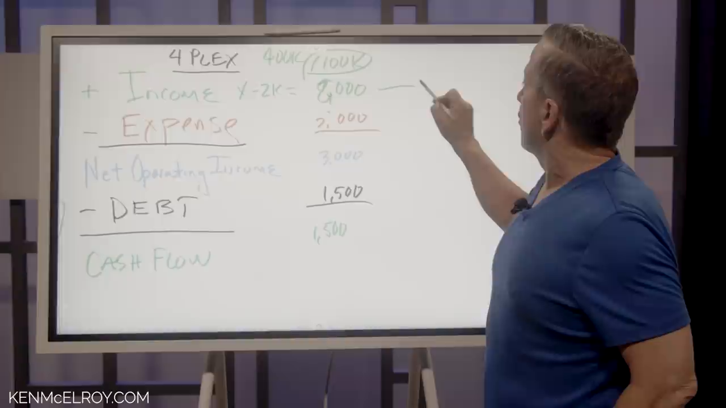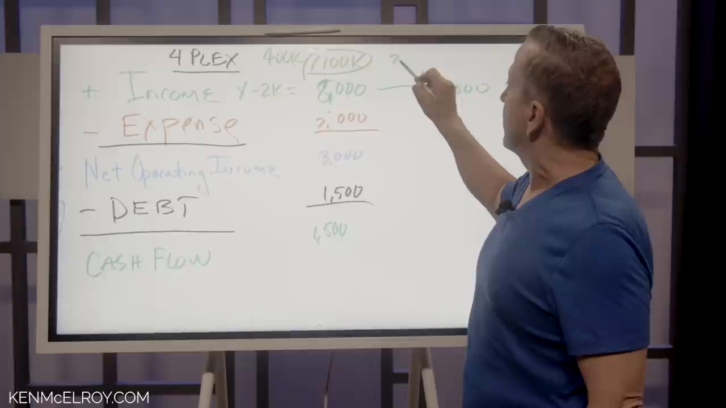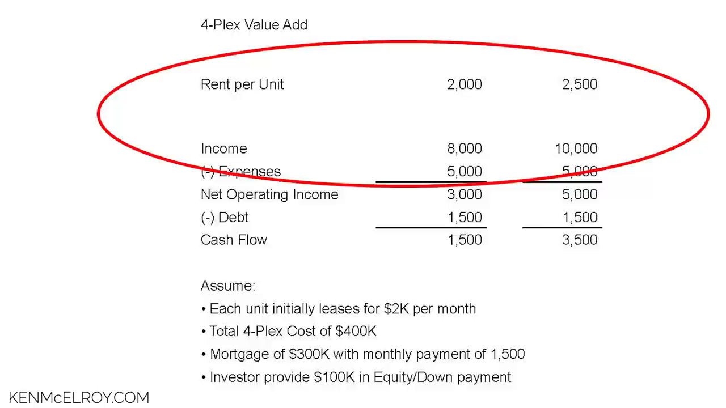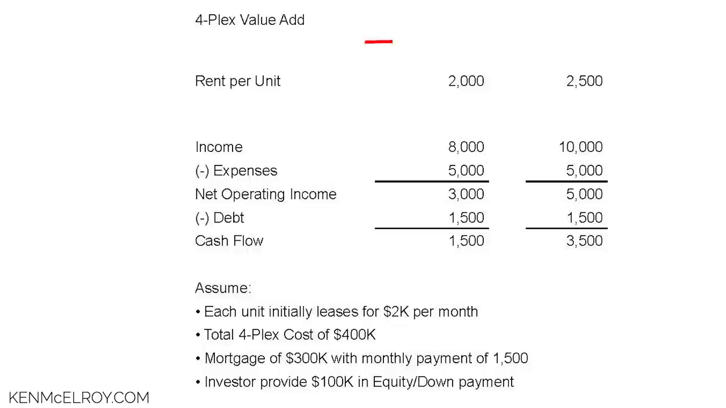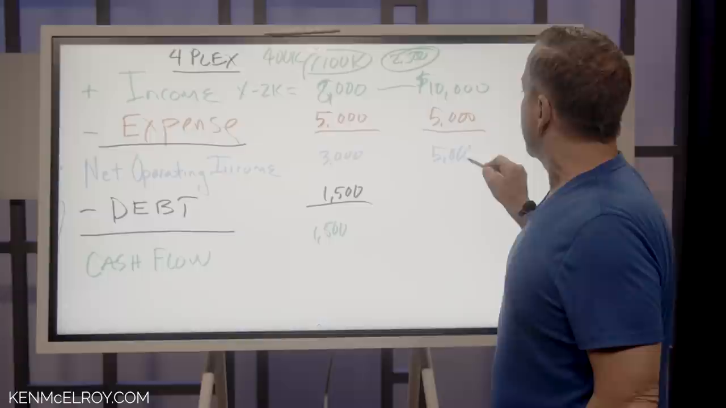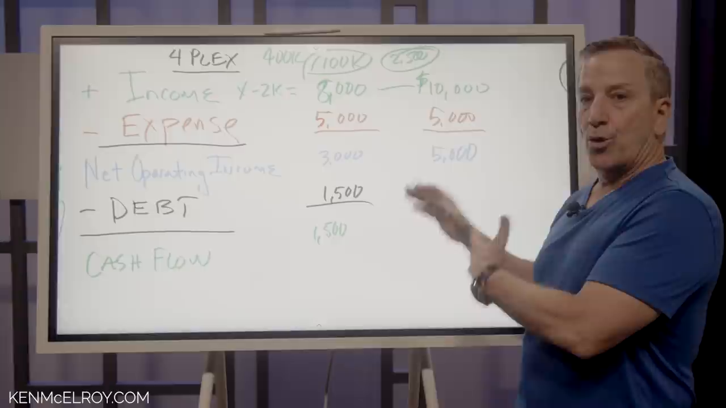In other words, each unit is now $2,500 each. So you've been able to grow the rents to $10,000. Your expenses are going to stay the same, and you're now going to have $5,000 in net operating income. So what you've done is that by growing the rents. You can also do that by lowering the expenses.